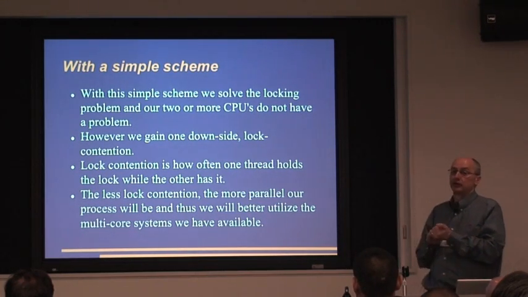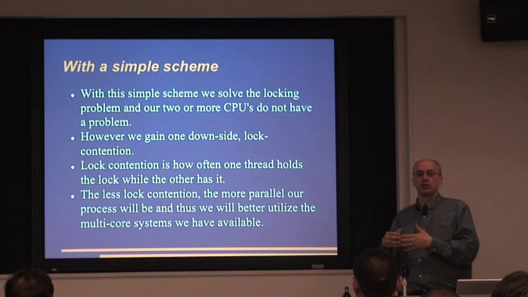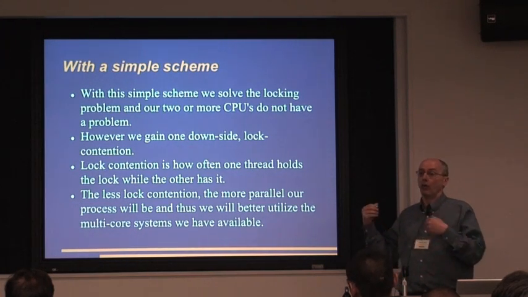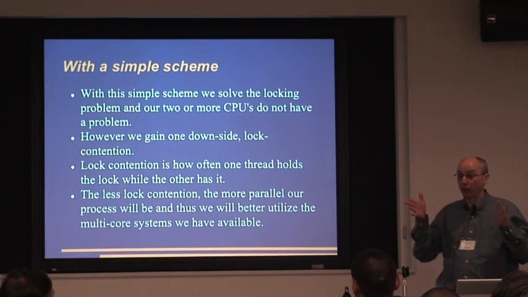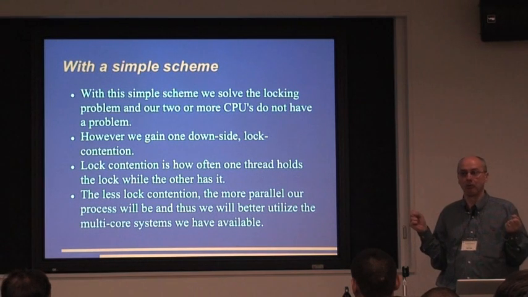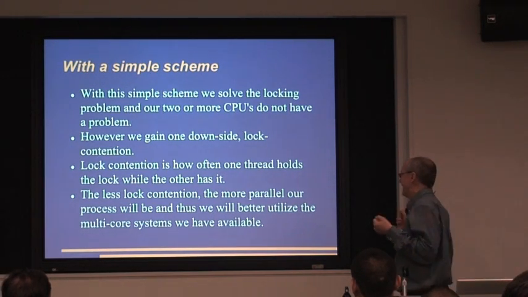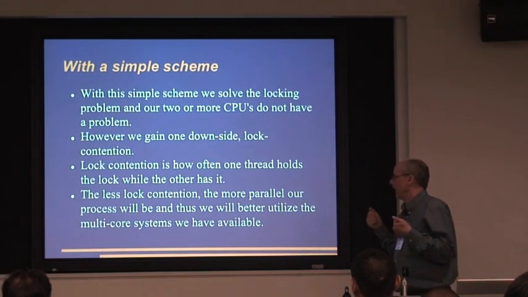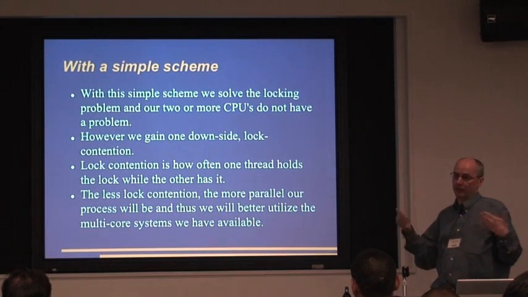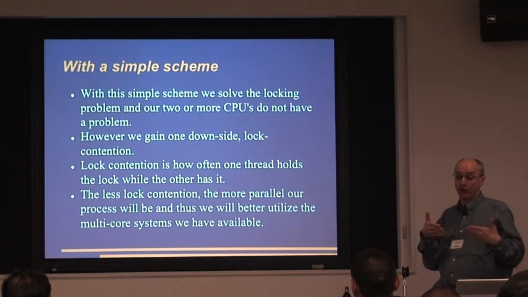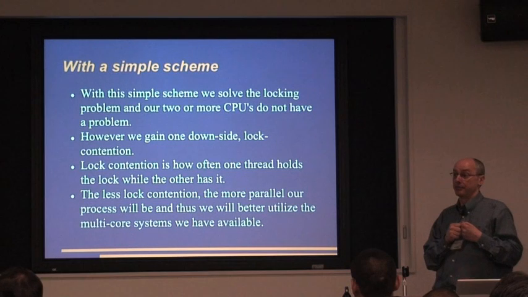So lock contention interferes with your ability to run in parallel and keep both processors working on the problem that you want. So it becomes a real problem when you have lots of parallelism that you want to put into a process.